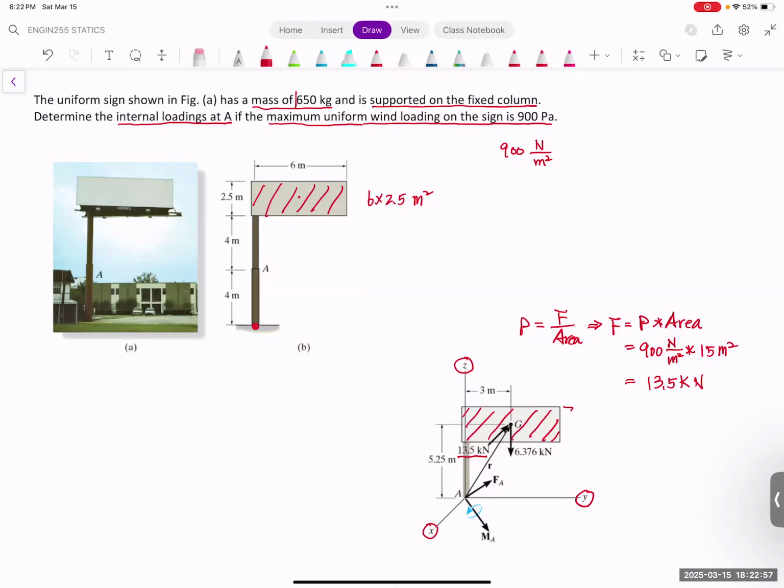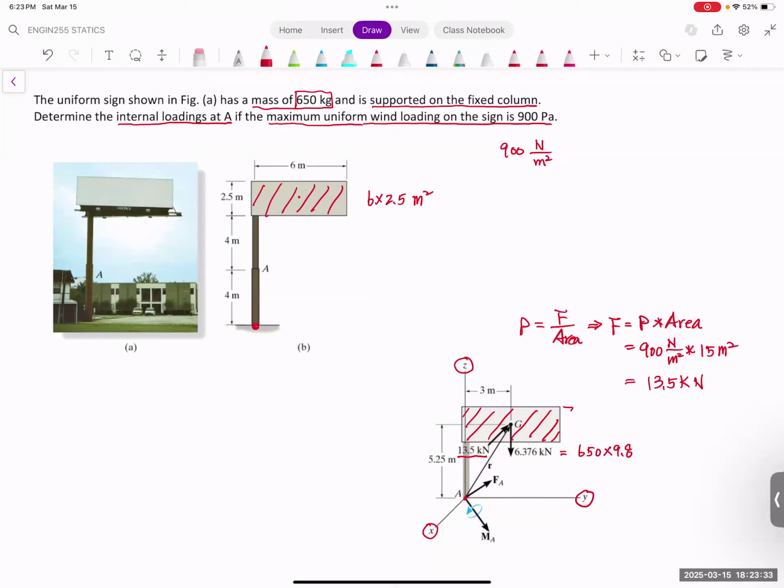The 650 here represents the mass. You don't use 650 as the force because mass is not a force. You have to multiply by g. So when you use 650, this number over here is coming from 650 times 9.8, and that is equal to 6.376 thousand Newton. The direction of this is going down, which is in the z direction, the negative z direction.